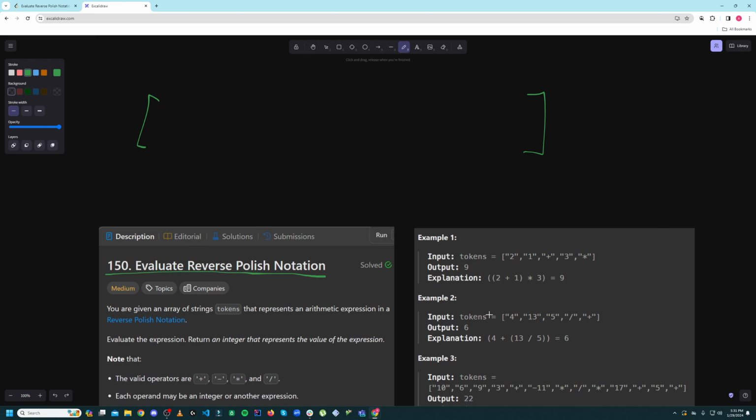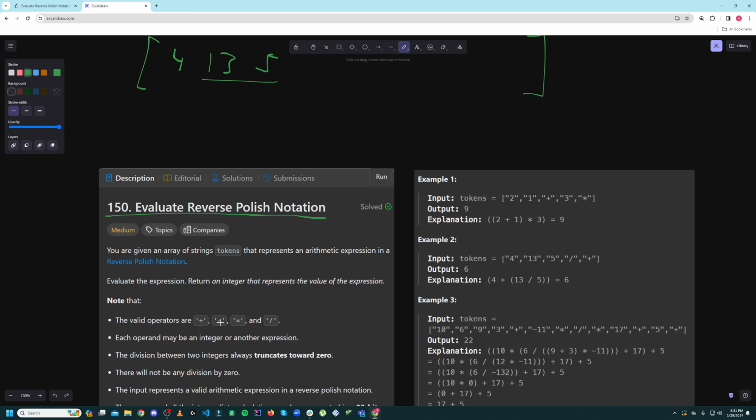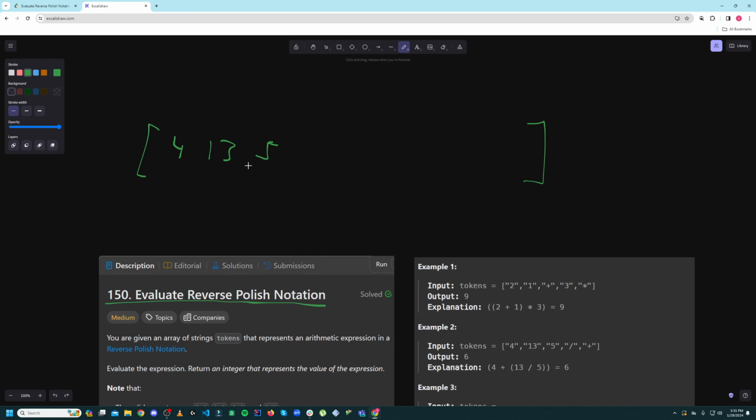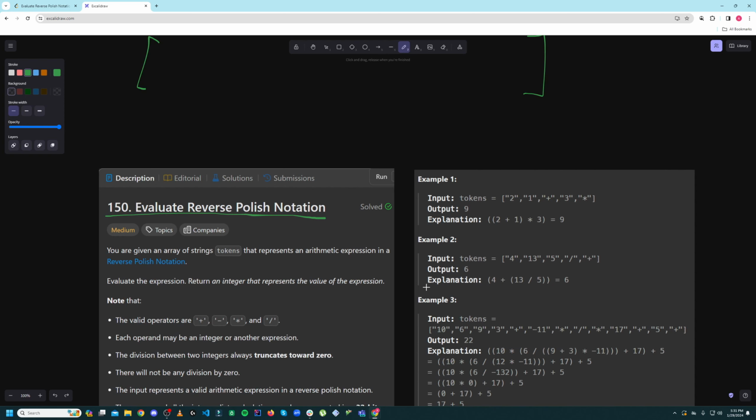So let's walk through the second example. We have 4, 13, 5. Then we get a divide. So the last two divided, and you want to do a floor divide. They tell you we want to truncate towards 0. So 13 divided by 5 will give us 2. Then you have a plus, so 4 plus 2 will give us 6. And you get 6.